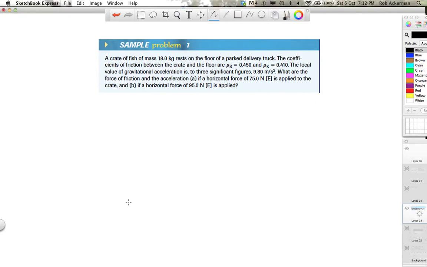All right, now that we understand friction, let's go into some problem solving. The first one, which I'm not going to spend very long on, is sample problem 1, which is already in your textbook, so I'm not even going to solve this for you. You can look at what they did. However, I am going to point out a few things. They talk about a crate sitting on a floor.